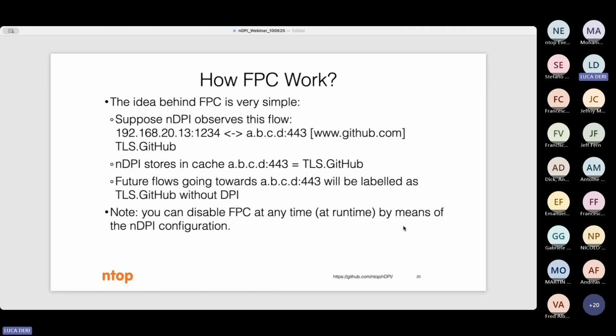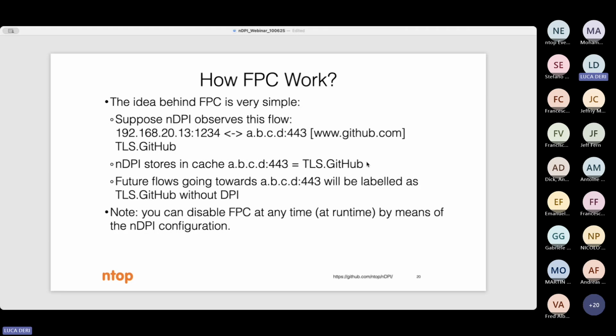Suppose that you observe a flow from the source IP 192.168.20.13 toward this host ABCD, and this one has been detected by nDPI as GitHub. So this is TLS, on top of which there is GitHub. With FPC, nDPI stores in cache the fact that this host ABCD, port 443, means TLS GitHub.